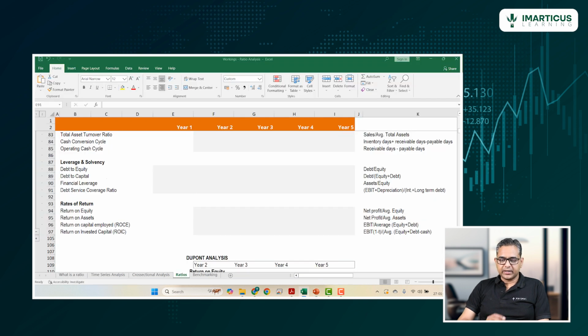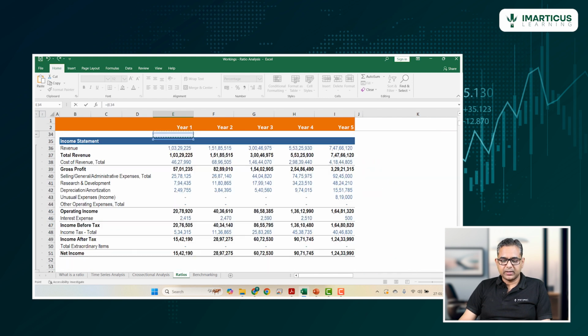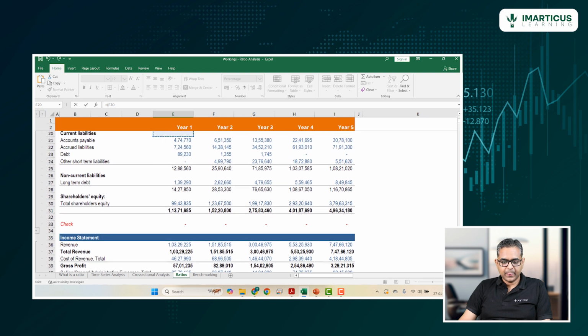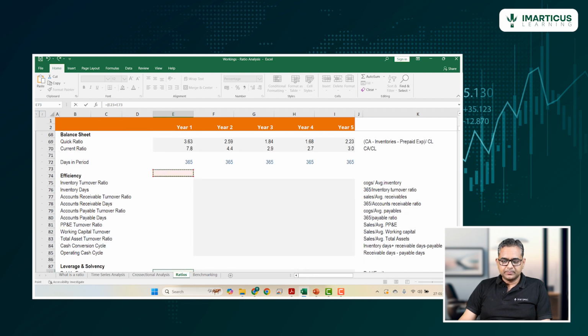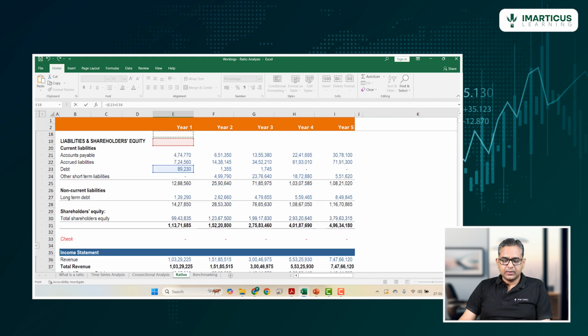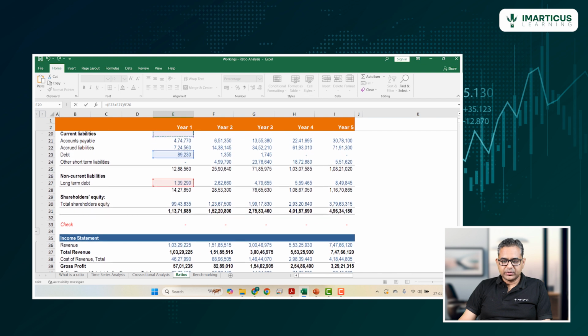So let's look at the workings now. How do we calculate these ratios? First is debt to equity. So we'll look at total debt. Total debt can include short term as well as long term debt. This is our short term debt plus this is the long term debt. Short term debt plus long term debt divided by total shareholders equity will give us debt to equity ratio.